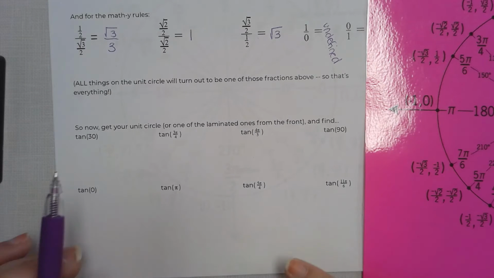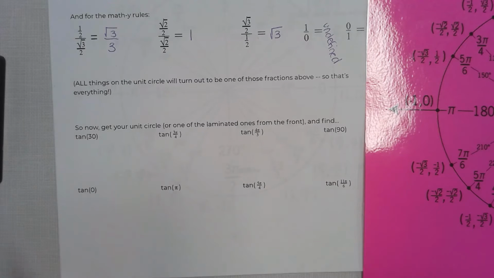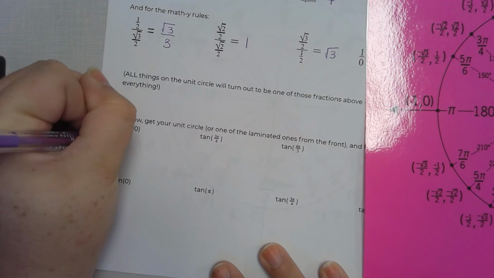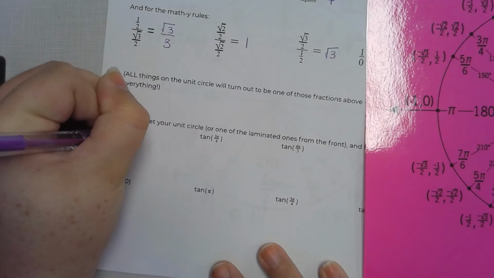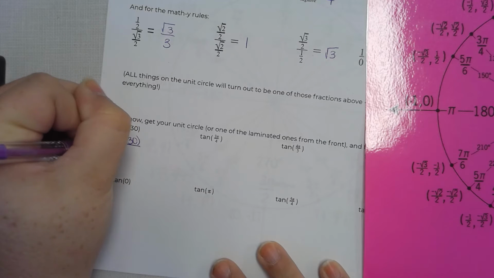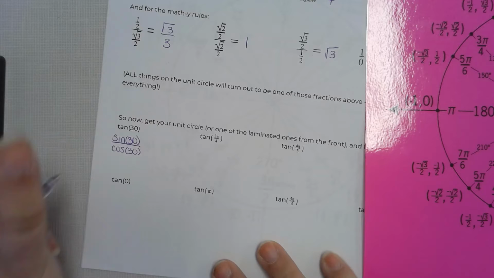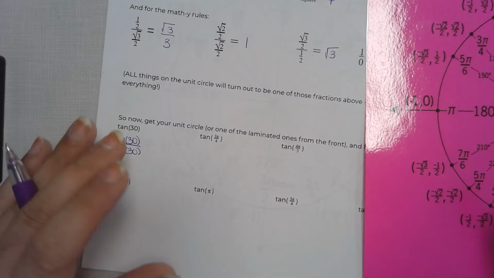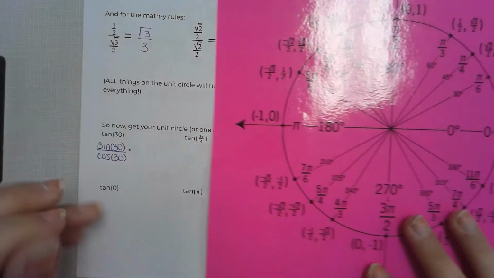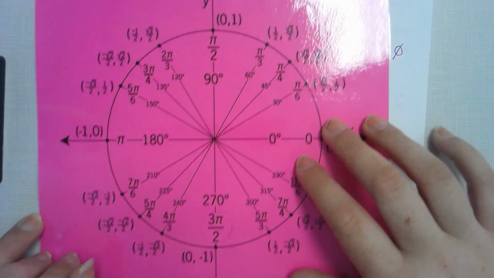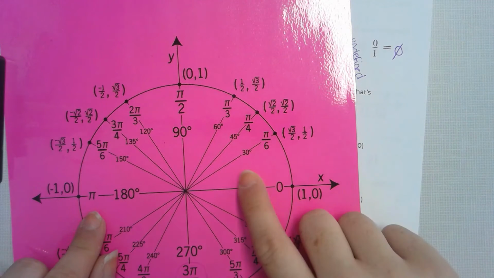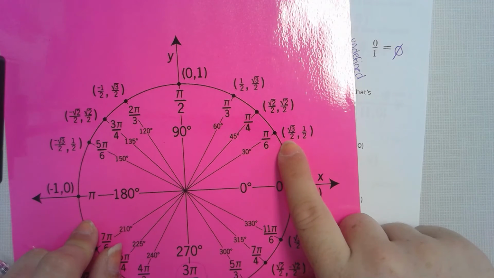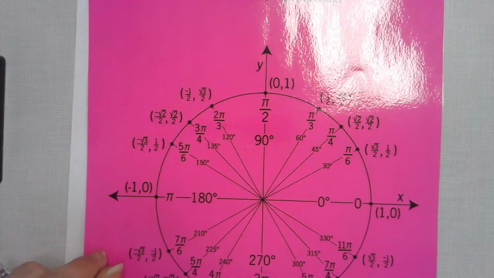All right, so now we just need to find things. So this first one, tangent of 30, that's really sine of 30 over cosine of 30. All right, tangent is really just sine over cosine, so we're going to be looking at the 30 degrees. So we need to figure out what sine and cosine of 30 degrees is. So we're going to go to 30 degrees. Here's sine, here's cosine. So 1/2 over root 3 over 2.